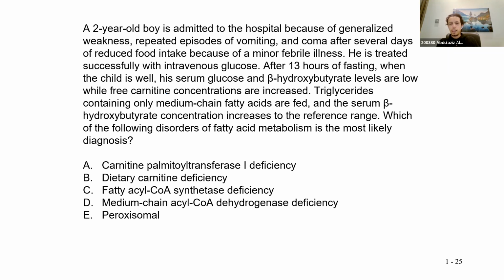I'm so sorry. I read it wrong. Is it Rodan? I don't know how to pronounce that. Sorry.